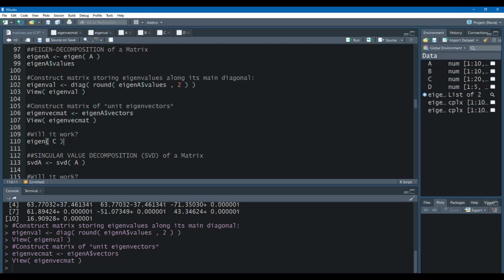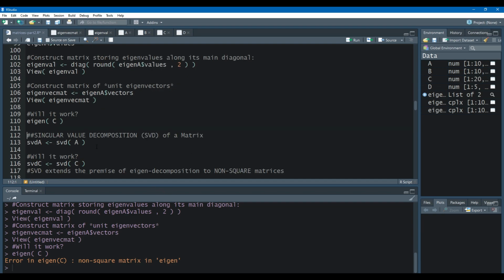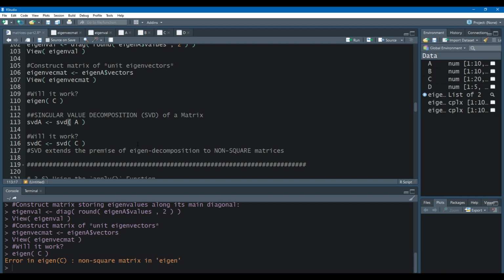Let's try taking the eigendecomposition of C. Will it work? No, it won't, because an eigendecomposition can only be performed on a square matrix. Singular value decomposition, or taking the SVD of a matrix, is a more general approach to eigendecomposition, in that a matrix doesn't have to be square, it can be rectangular, and you can still perform the singular value decomposition or factorization of a matrix. So let's take the singular value decomposition of matrix A.